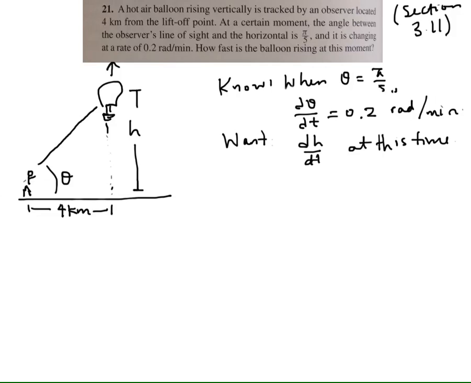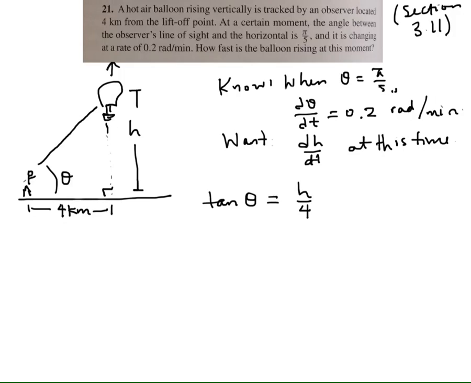Okay, so now that we've set up our variables and translated the words in the problem into what that means for our variables, we can try to solve this problem. We want to relate the variables that we have, theta and h. Those are the two things that are changing over time. The balloon's rising up, so h is increasing, and this angle is changing. Well, we have this right triangle, and we know that tangent of theta is opposite over adjacent, which is h over 4.